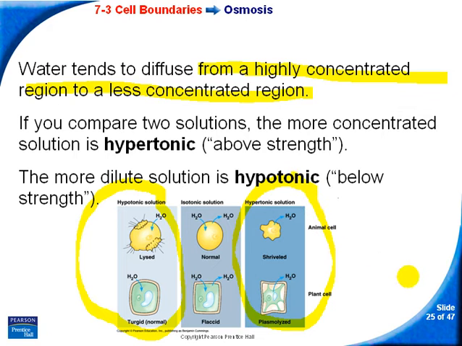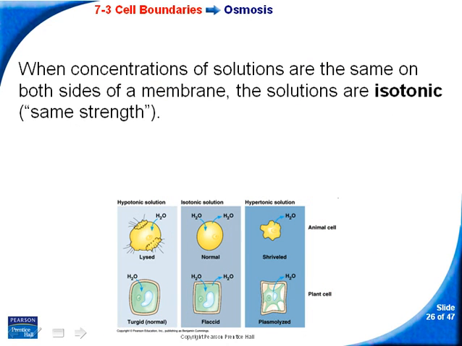I got these backwards here. Hypertonic, you can see, is that you have more concentration than you do water, so your cell is going to be collapsed. Hypotonic, you have a more dilute solution, so you have more water in it, and you can have a more puffed up cell. And when the concentrations are isotonic, the same strength, that's this situation right here.